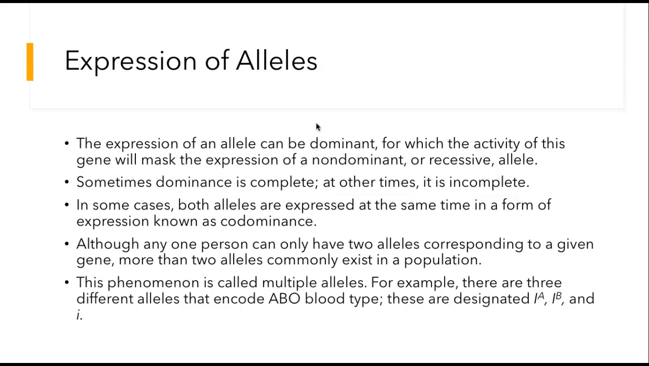A good example of that is ABO blood type, where the alleles are IA, IB, and little i, or sometimes I0, because there's ABO, right? And so there's multiple alleles, but you can only have, as an individual, 2, one from mom and one from dad. They can either be the same or they can be different, okay?